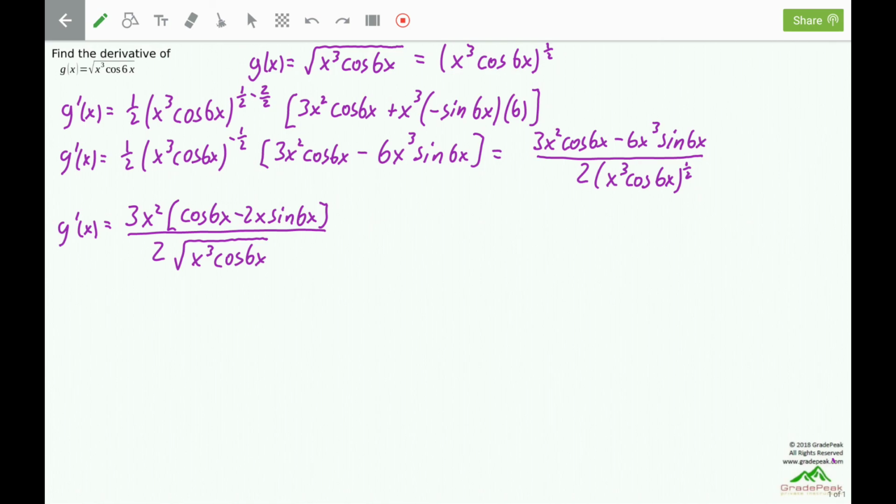It is possible to actually simplify this a little bit further, because this x in the numerator and this x in the denominator actually can combine. We have to separate that denominator a little bit first. So I will write this as 3x squared times the cosine of 6x minus 2x sine 6x. I'm going to leave all that alone. But the denominator, I'm going to separate into 2 square root of x cubed and square root of cosine 6x.